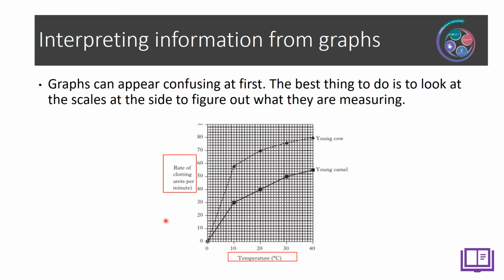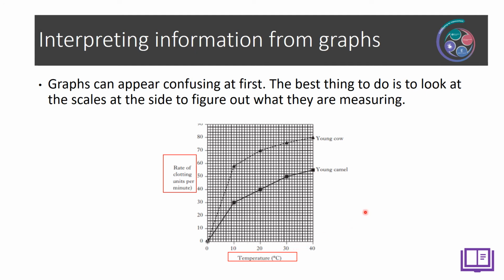If we look to this axis here, we've got rate of clotting units per minute. Now we don't need to worry about what that means. That's not important information, but we know that that's what it's measuring. And if we look, it goes 0, 10, 20, 30, 40, etc. until it gets all the way up to 90 at the very top. And again, it's nice equal spacing. So we've got one measurement along here and another measurement along here.